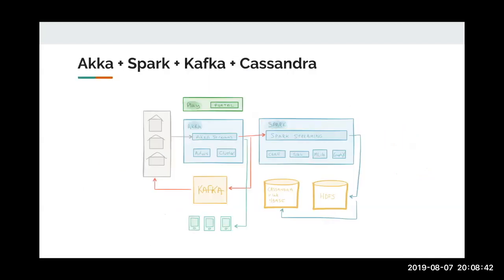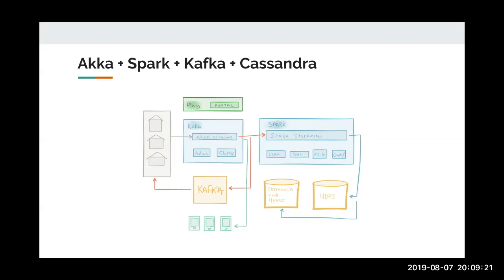Another example of Akka, Spark, Kafka, and Cassandra. This is from, I believe, the Lightbend portal. They're the people who manage Akka. Play is a web framework that is built on top of Akka. Data comes in, gets put into Akka Streams. That data gets put into Kafka, and then goes back to users. After it's massaged, it also goes into Spark, which then saves data back to HDFS and Cassandra.